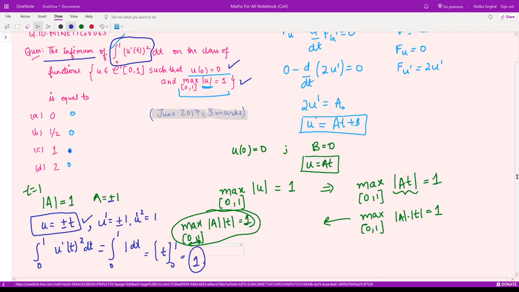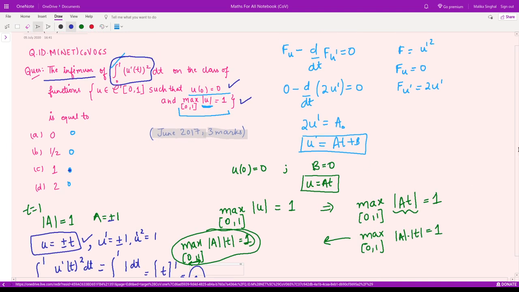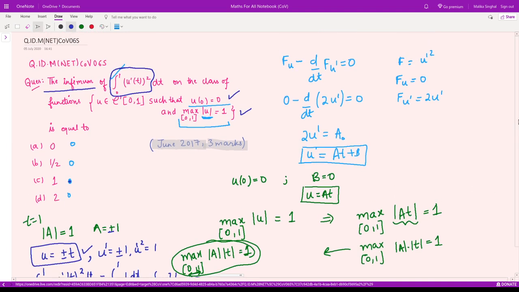So this was a pretty simple question. In this question you just have to find out the extremal, then you have to apply the left boundary condition and this condition. After obtaining the extremal, you just have to substitute this value of extremal into the functional to find the infimum value. So the answer is 1.